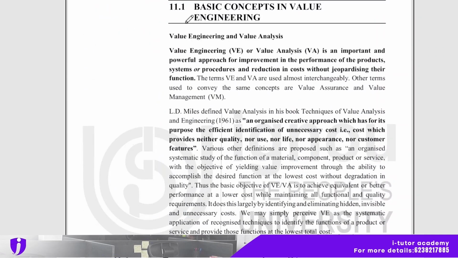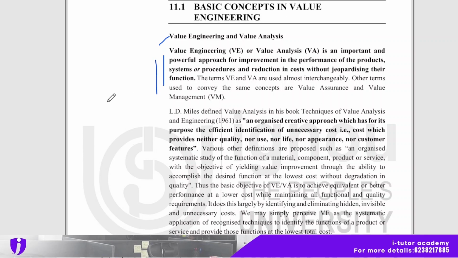First of all, there is a basic concept in value engineering. So, what is value engineering? Value engineering and value analysis. Value engineering or value analysis is an important and powerful approach for improvement in the performance of products, systems, or procedures and reduction in cost without jeopardizing their function. Okay, so that's the definition for value engineering.